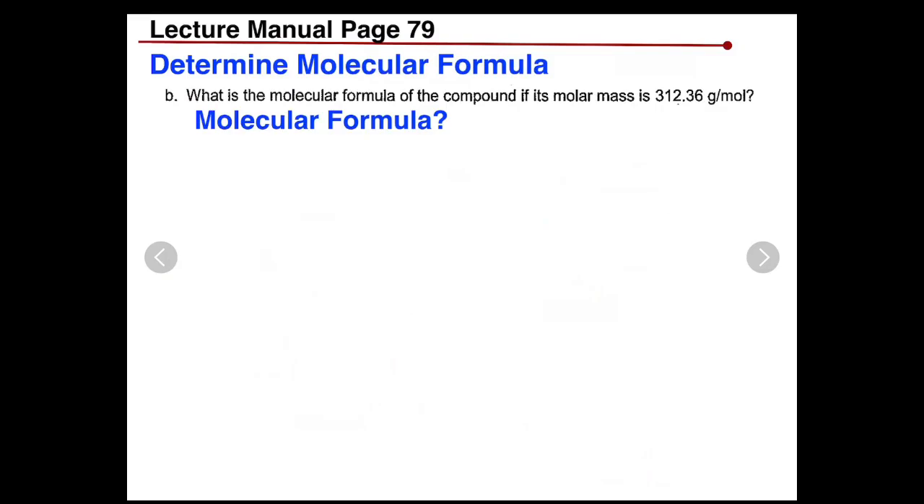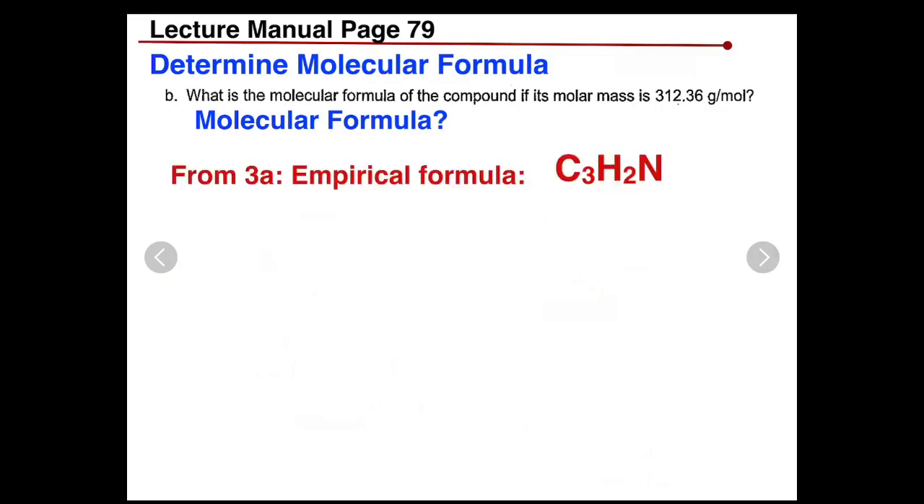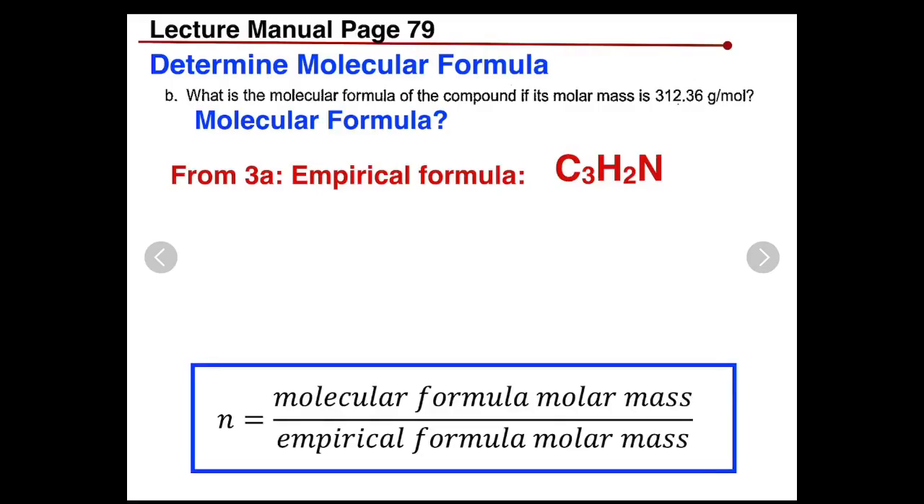What we're going to do next is determine the molecular formula from that. We know from the previous step that the empirical formula we determined is C3H2N. We are going to get the mass of the empirical formula, and you are going to find out the molecular mass as well. This molecular mass is the mass of the whole molecule, so this would be the molecular formula molar mass.